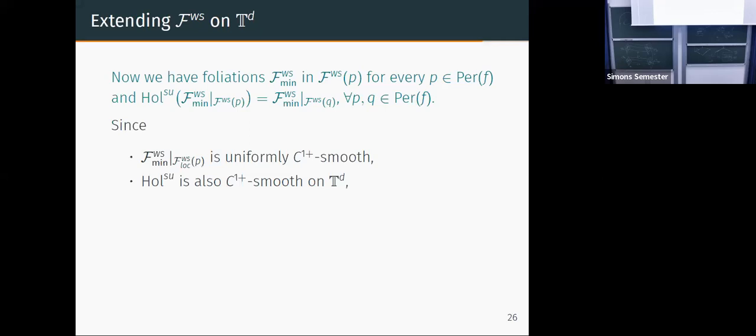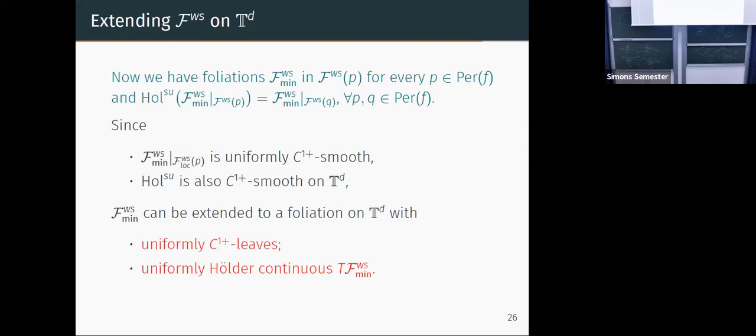And now there are several things. Locally, on every periodic point, this thing is uniformly C1 smooth, and you know that the holonomy of the SU foliation is also C1 plus smooth. Then you can extend it by some compactness, and actually when you extend it, it is a foliation on the torus with uniformly C1 leaves, and also uniformly Hölder continuous tangent bundle. You get uniform things. So you get a foliation which is invariant and uniform, and it actually subfoliates your weak stable foliation. And that's the first bundle, which we actually split out from the weak stable bundle.